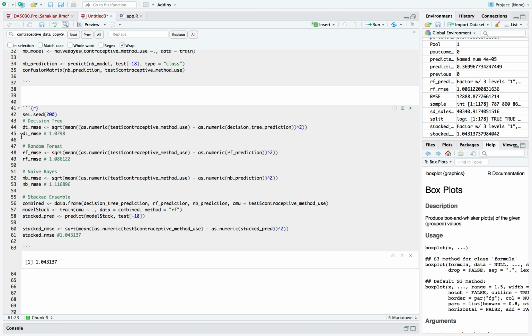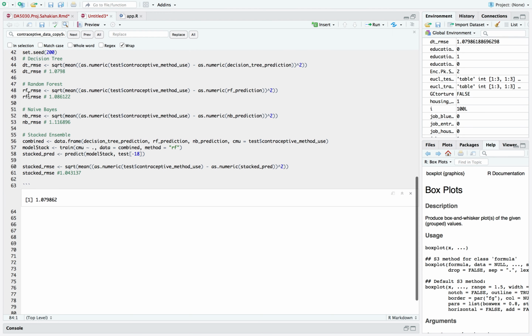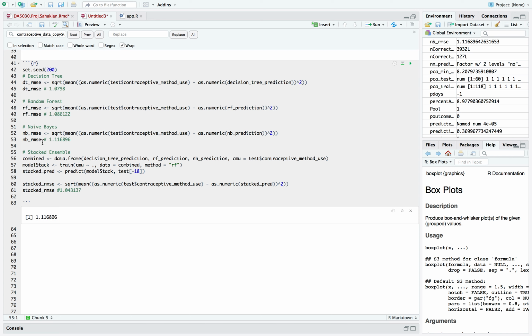So if we look at the decision tree model, we can calculate the RMSE, and we can see that it's 1.079. And then we can also take a look at the random forest. And it's pretty similar, 1.08, they're very close to one another. The decision tree performing just slightly better. And finally, we can look at naive Bayes, and it's just a little bit higher, 1.16.